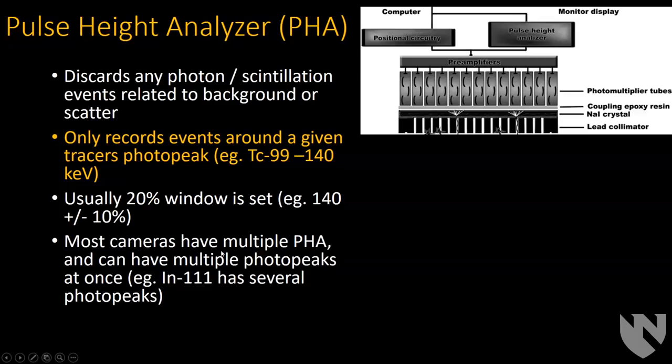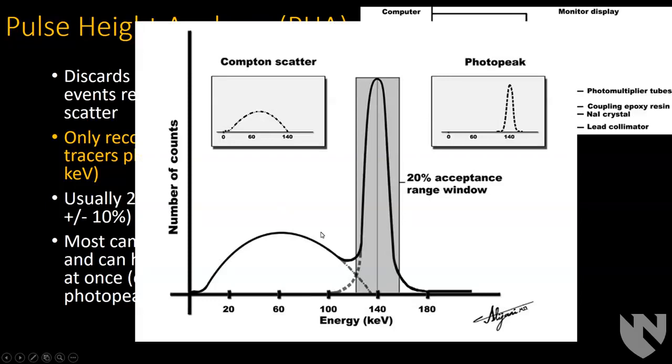And like I said, you can have multiple imaging windows or multiple photopeak windows at once. So for example, indium-111 has several photopeaks. And this is what that looks like in terms of the radiation that you detect, the energies. Your biggest peak will be where the energy of the gamma rays is, but then you'll also have lower energy photons reaching the detector due to Compton scatter. And so you want to reject those rays that are due to scatter, and that's why you choose your window.